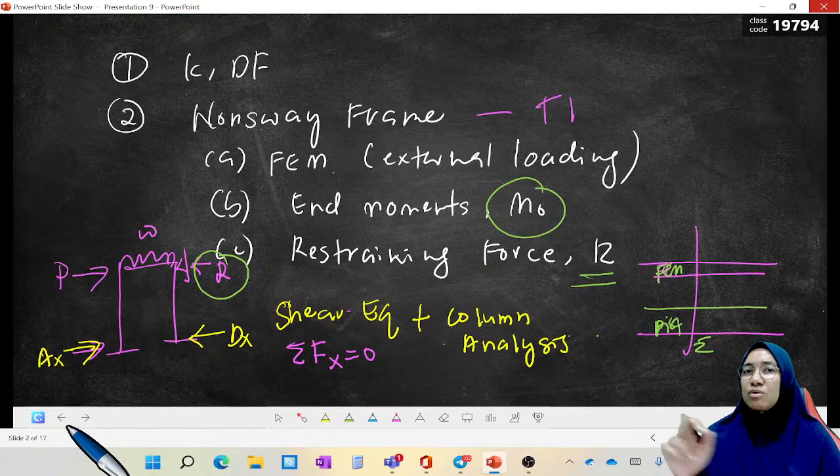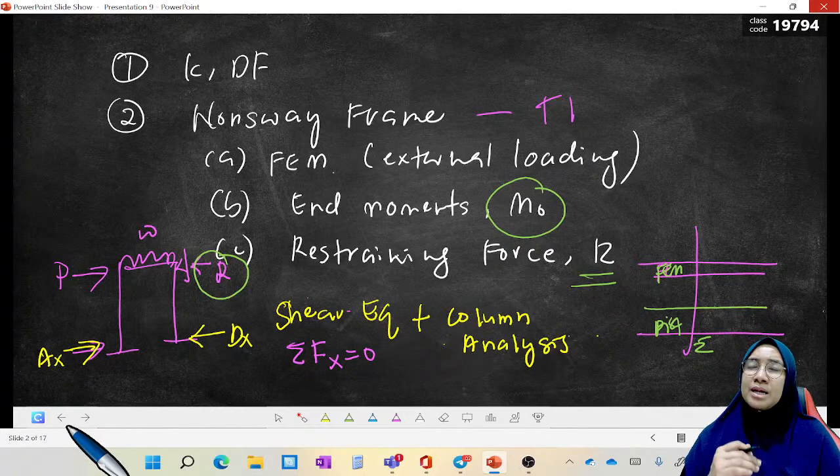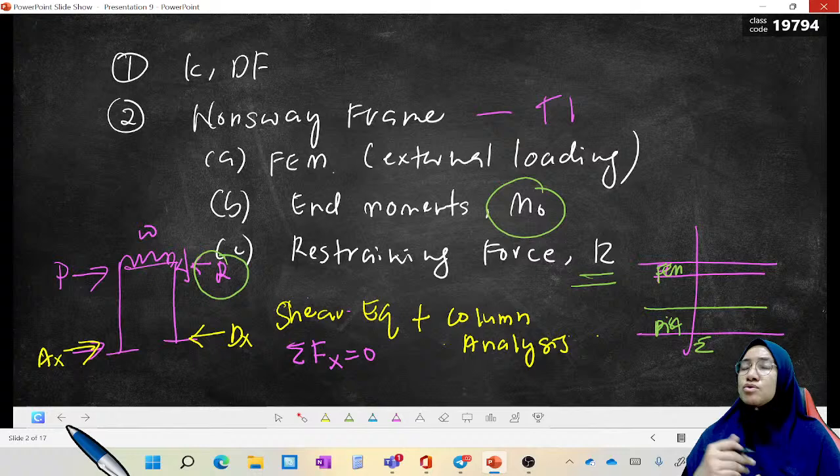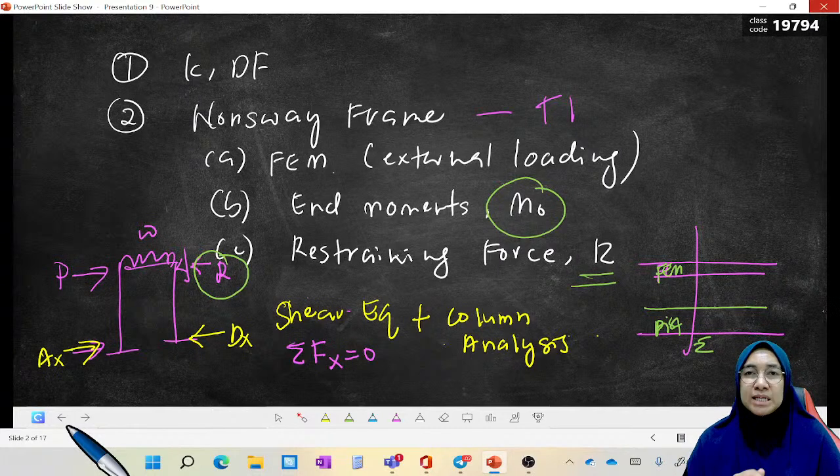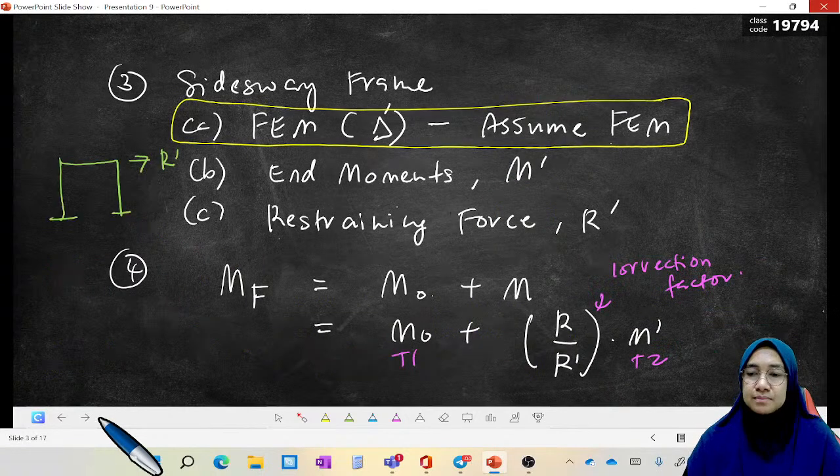Okay, if it is a triangular load, of course, there is a formula to calculate FEM, which is normally given in the question, and we can also refer to the table of formulas given in the back cover of the textbook. Okay, so all this procedure starts from procedure number 1, then moves to procedure number 2, and then moves to procedure number 3.